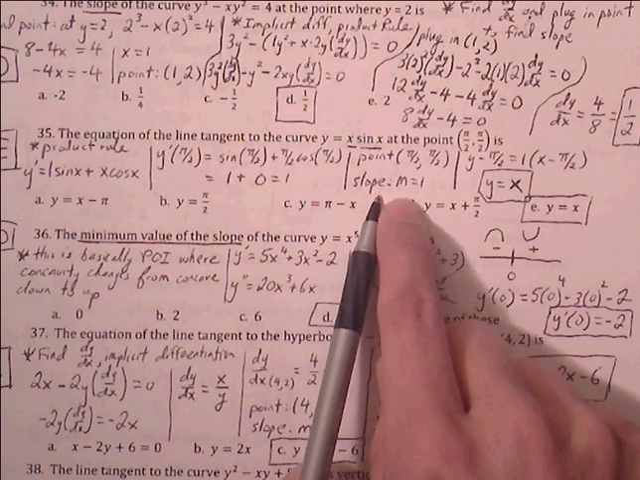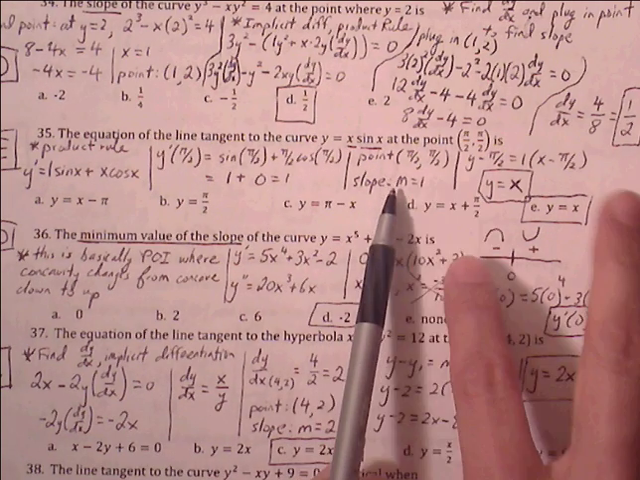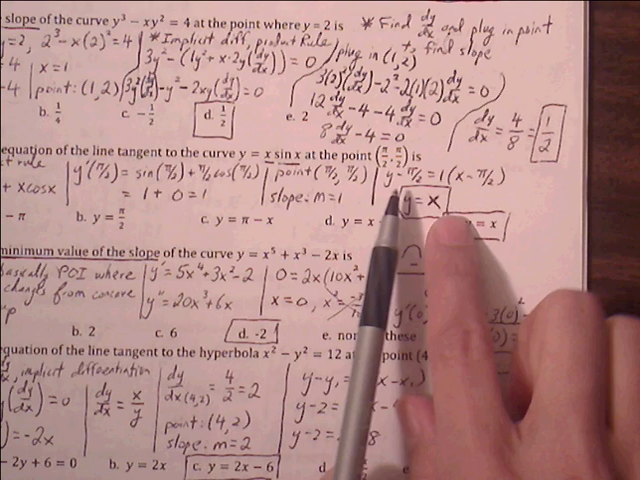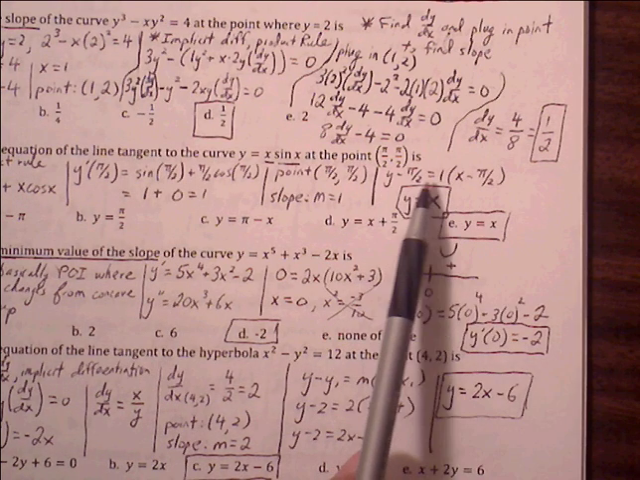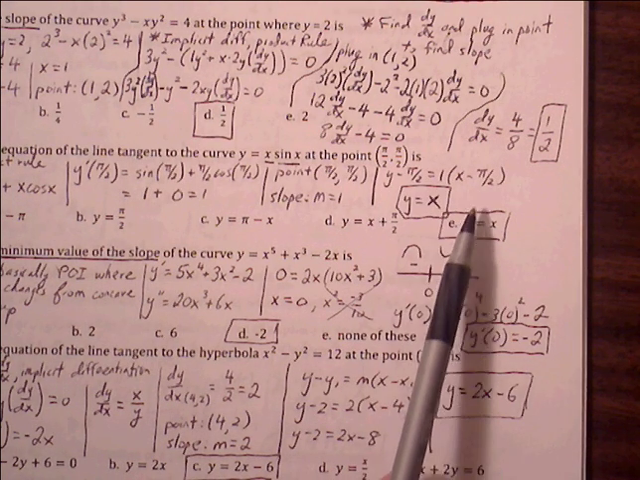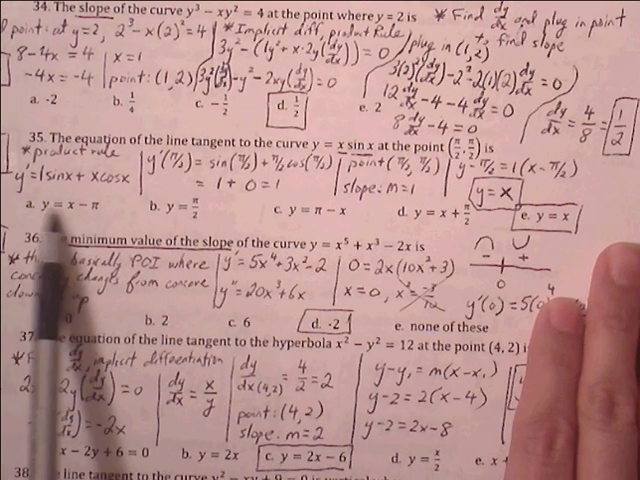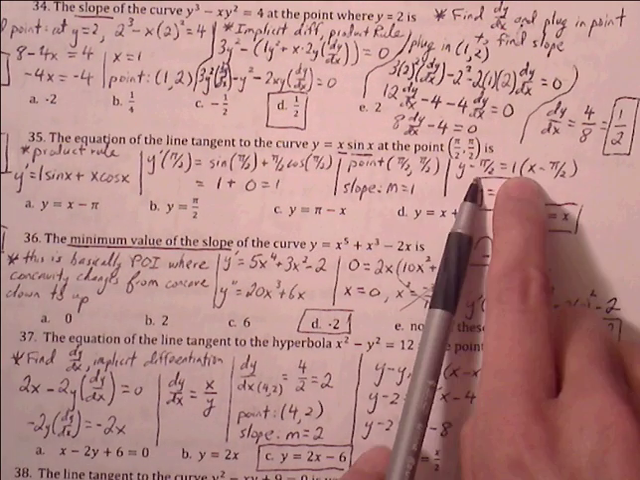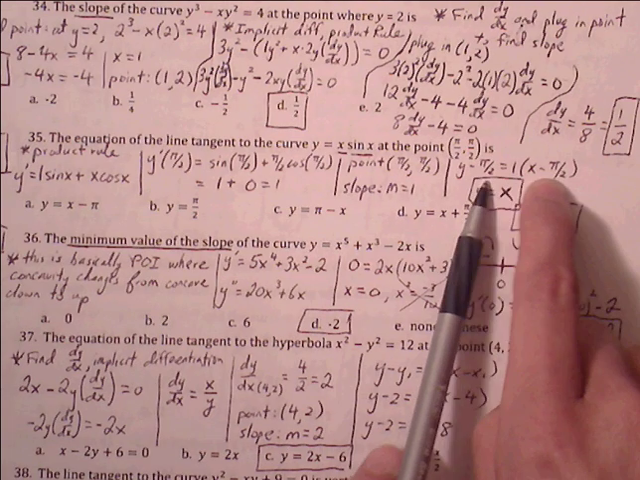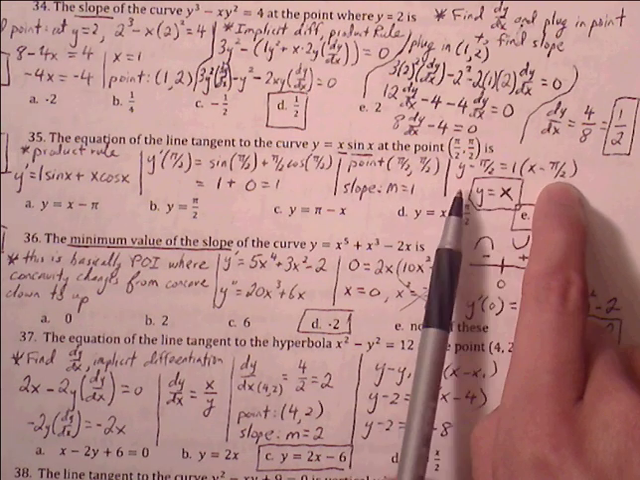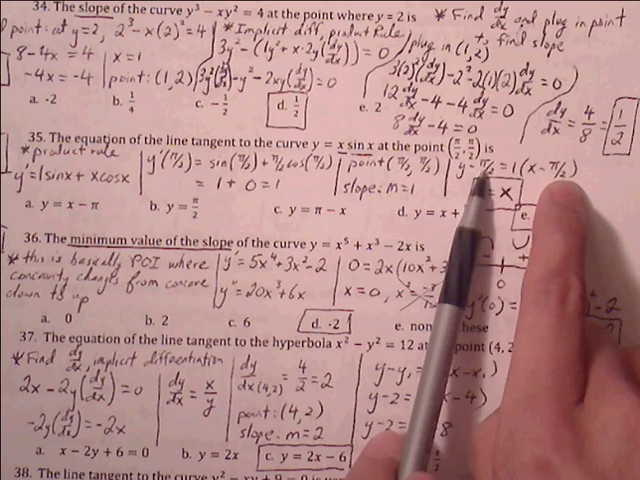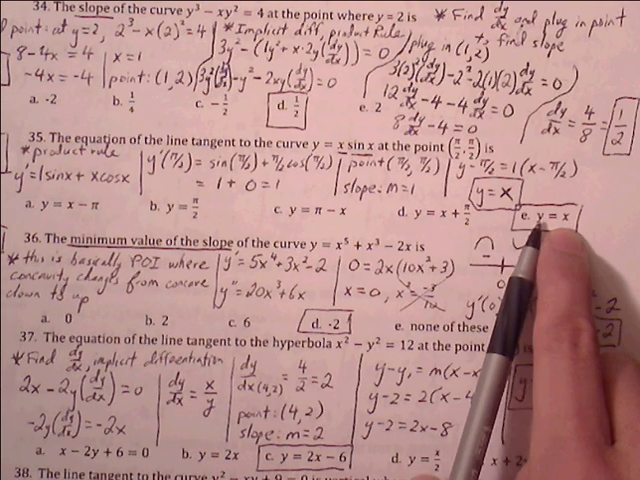We have our ordered pair, and now we can just plug into point-slope form. So y minus pi over 2 is equal to 1 times x minus pi over 2. The answer choices are simplified a little further. So if I distribute the 1 through, I get x minus pi over 2. If I add pi over 2 to the other side, they cancel out. So the simplified equation is y equals x.